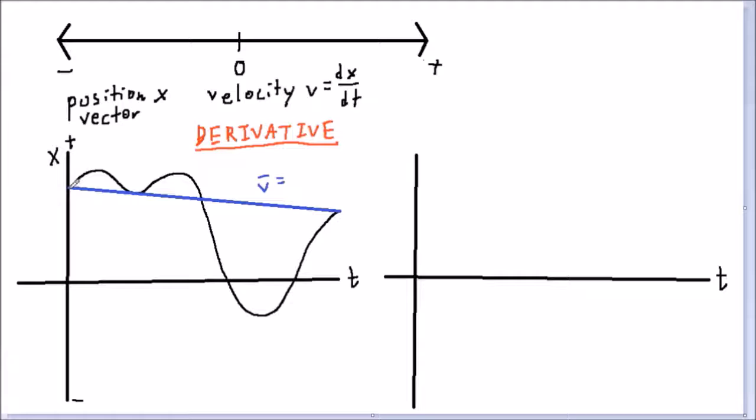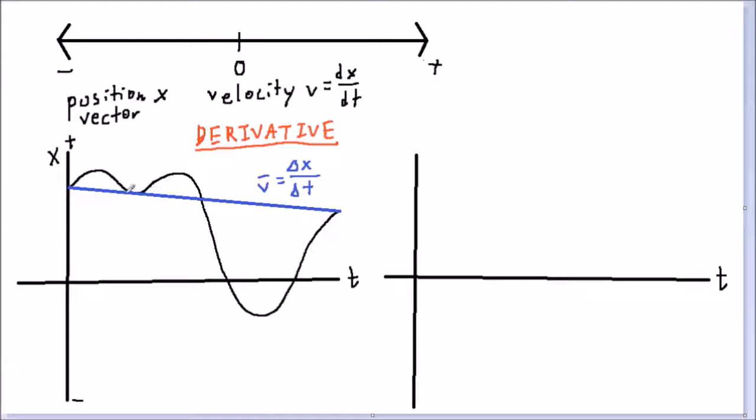We can see we started at this x over here and ended at whatever this x is over here. So it's this change in x that we're going to call delta x, delta position, and then we're going to divide that over the change in time, which is delta t. And the slope of this line here, this delta x over delta t, is going to be our average velocity.